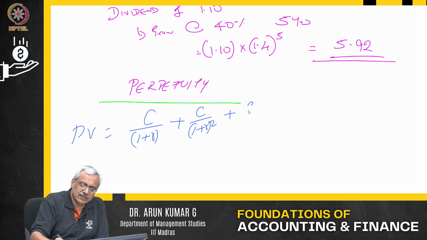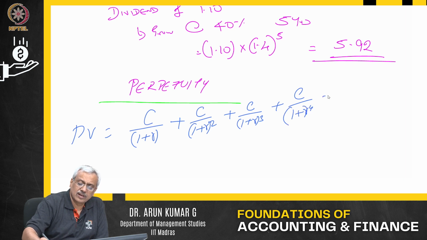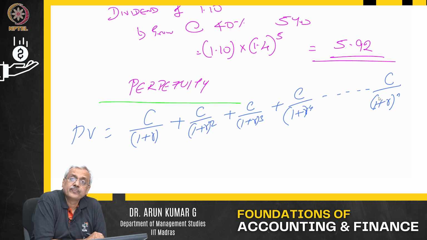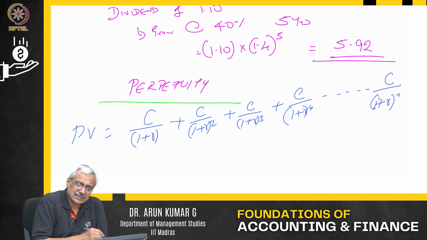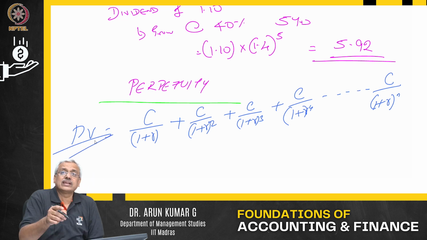I am going to get some more cash flows in the third year, I am going to discount it for 3 years. I am going to get some more cash flows in the fourth year, I am going to discount it for 4 years, and so on and so on. I am going to get some cash flows in year n and 1 plus r to the power of n, that n nobody knows. Sum of all these is basically what we call the present value of that investment.